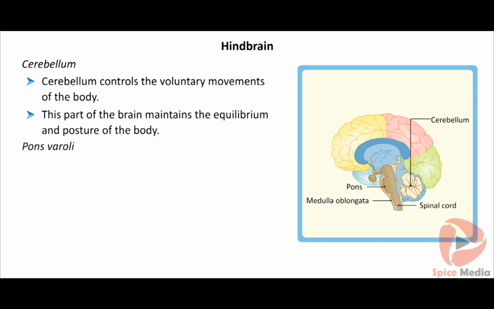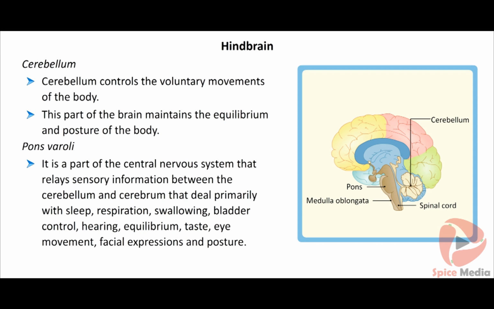Pons varioli is a part of the central nervous system that relays sensory information between the cerebellum and cerebrum that deal primarily with sleep, respiration, swallowing, bladder control, hearing, equilibrium, taste, eye movement, facial expressions, and posture.